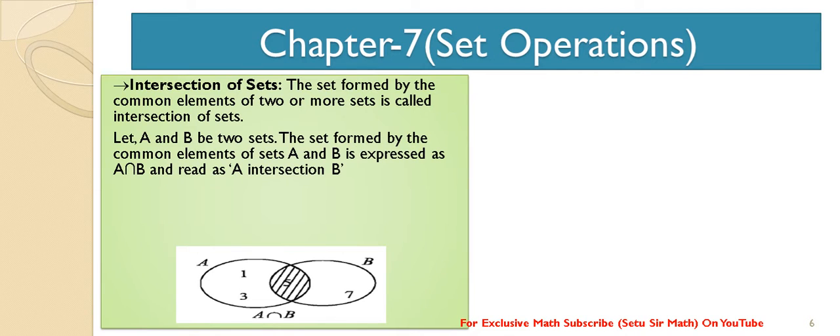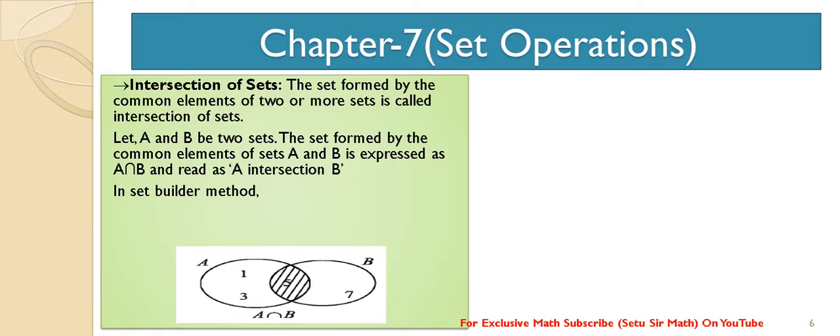Let A and B be two sets. The set formed by the common elements of sets A and B is expressed as A intersection B. You can see this is the sign of A intersection B, and it is read as A intersection B. Very carefully you can see this is the sign of intersection, and we read it as A intersection B.